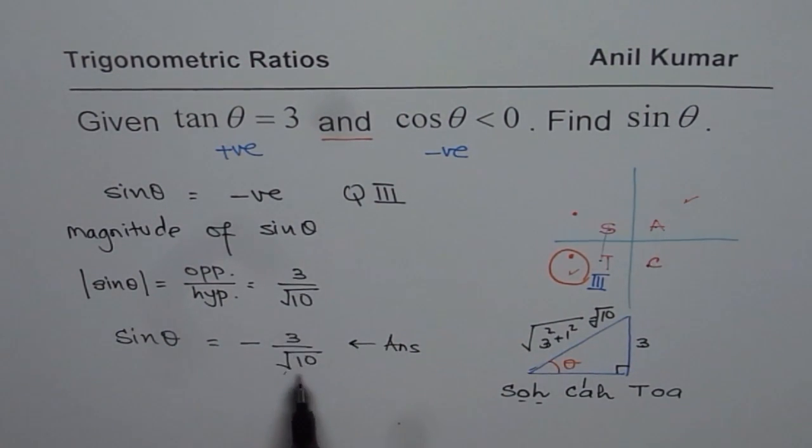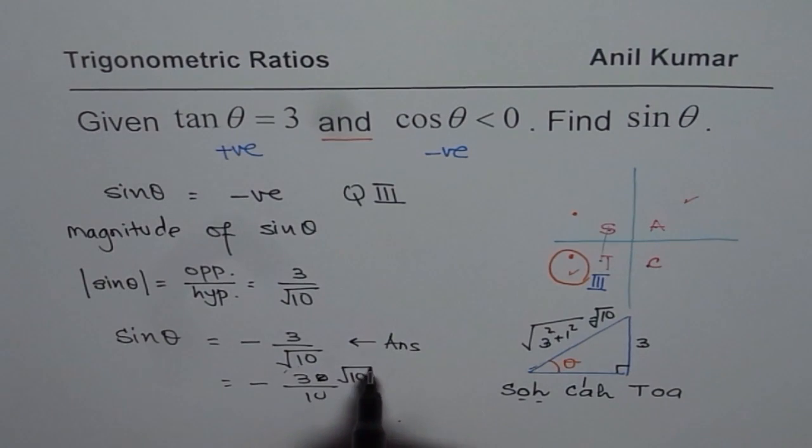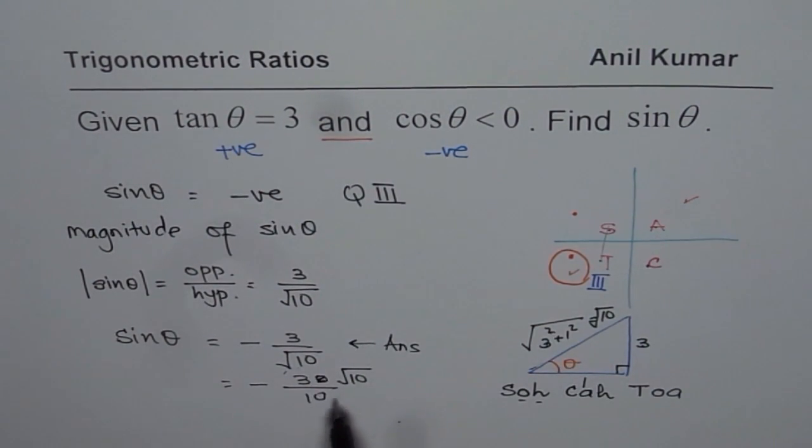You may also rationalize this. In that case, we'll write the answer as minus 3 square root 10, over 10. We'll multiply and divide by square root 10. Okay, so we can rationalize and also write down this as our answer. Right? So both are correct answers, but I hope you understand the steps.